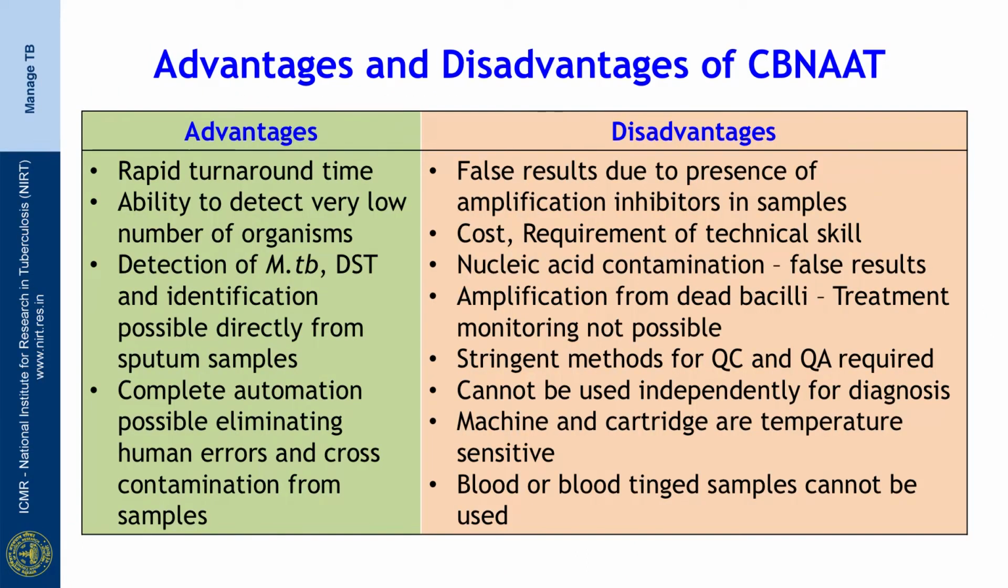So, if you look at the advantages and disadvantages of using CBNAT, the advantage is that it has a rapid turnaround time and it has the ability to detect very low numbers of organisms, and the detection of MTB along with drug susceptibility testing could be done directly from the sputum samples. It is a completely automated process except for the 2 minutes hands on that is required in the initial stages, and it eliminates any human error and cross contamination of the samples because it is a closed system.